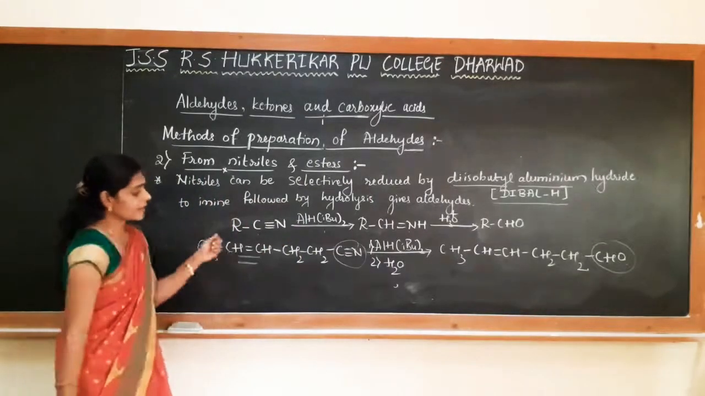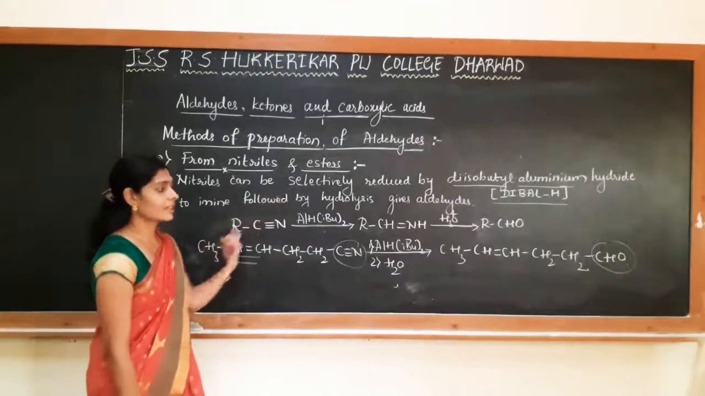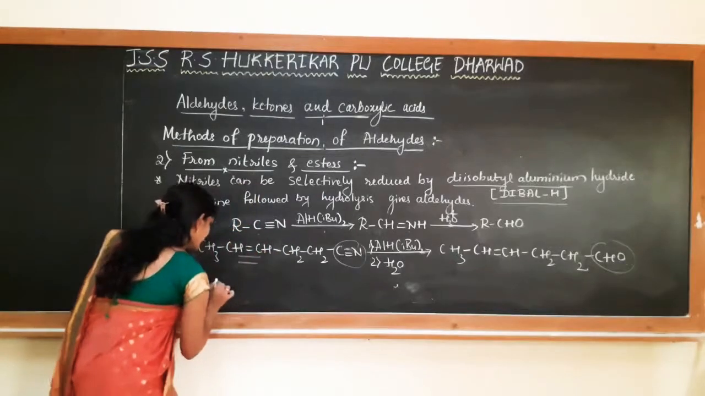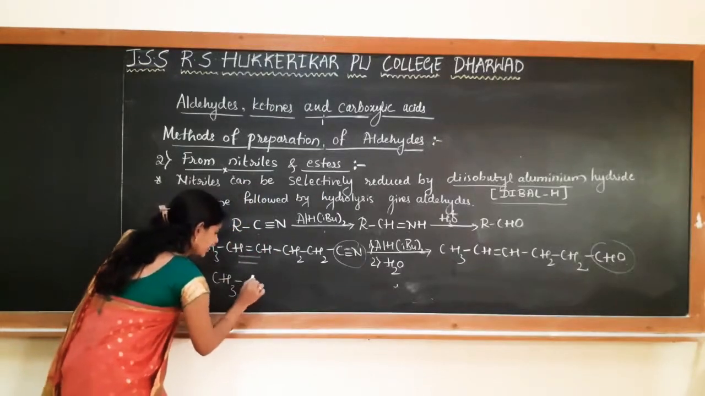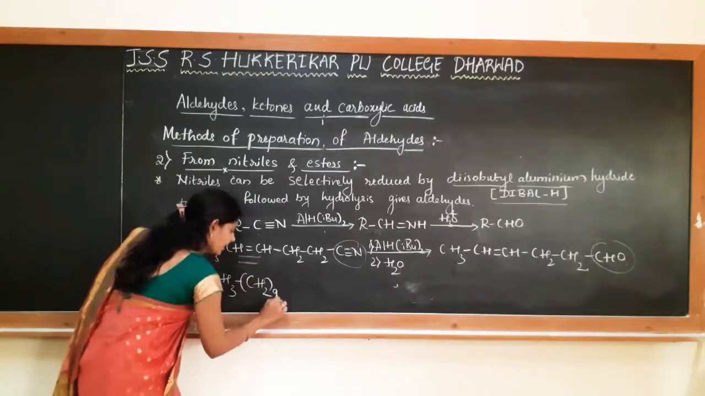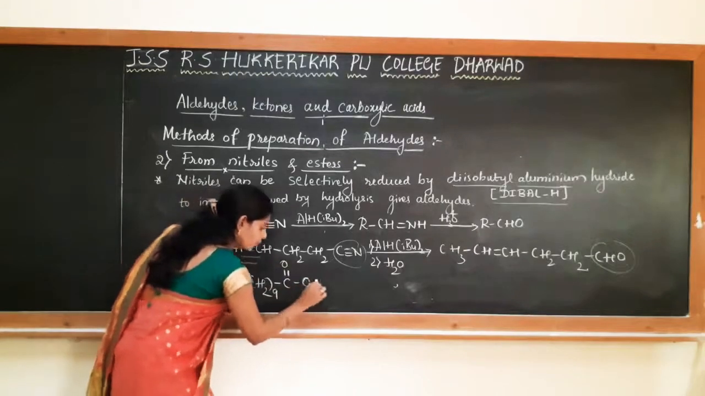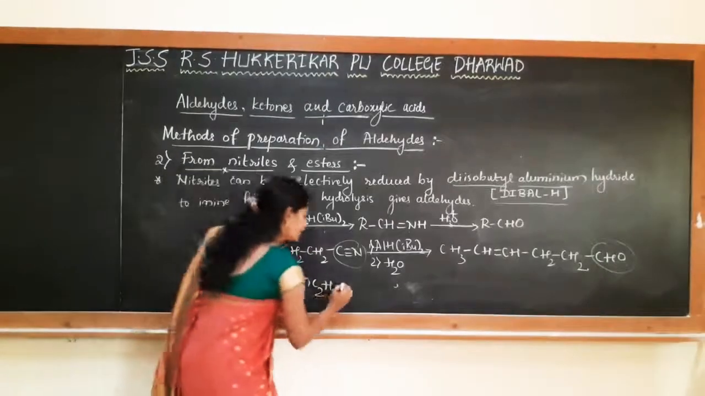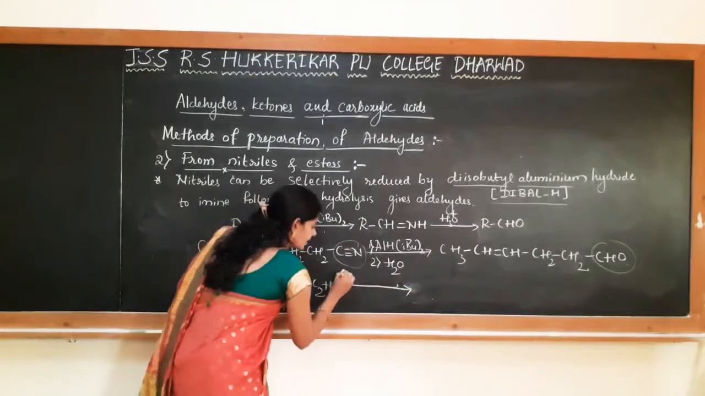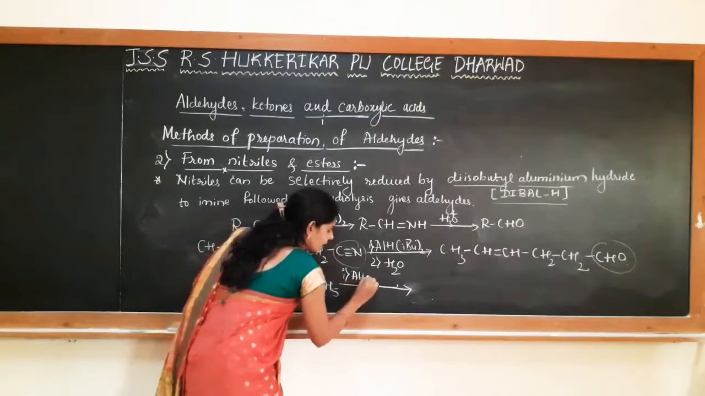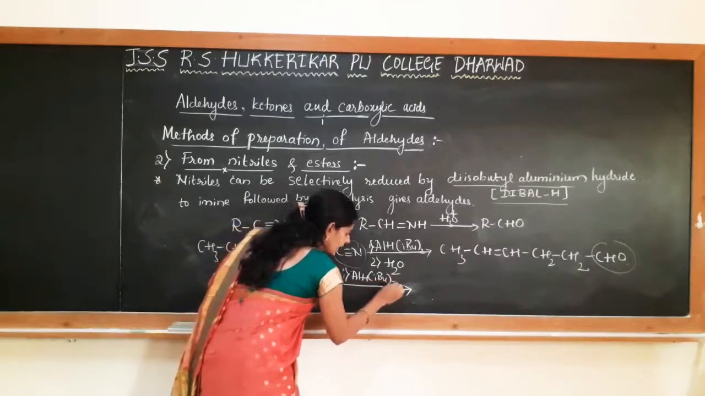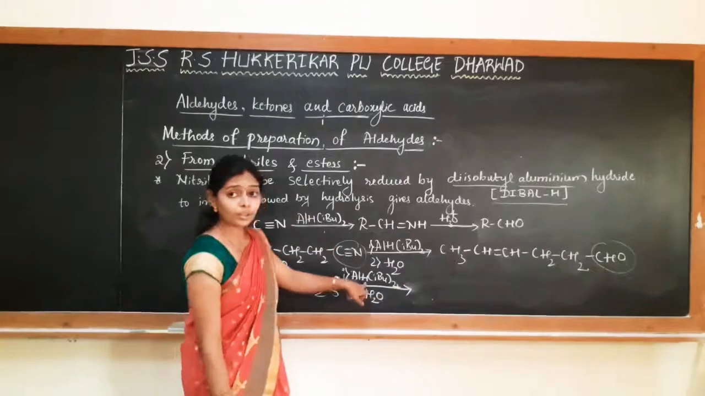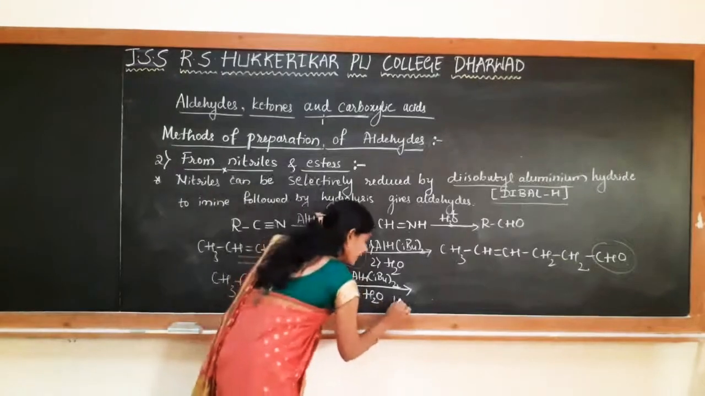Similarly, even esters can be reduced and converted to the aldehyde directly. Here I take an example of one ester, that is CH3, CH2 9 times, CO, OC2H5. This is one ester. When it is treated with the same reagent, in the first step it is treated with diisobutyl aluminium hydride, followed by hydrolysis at a lower temperature, at 195 Kelvin.